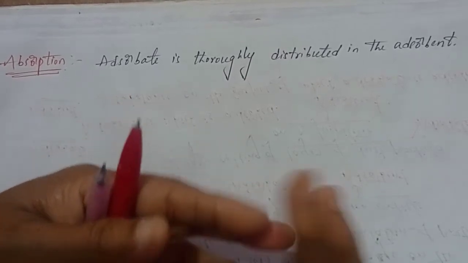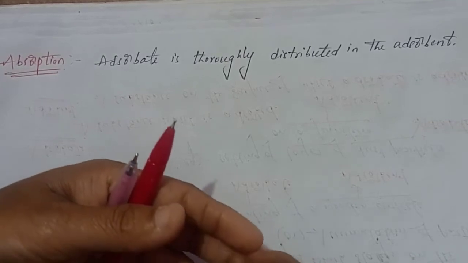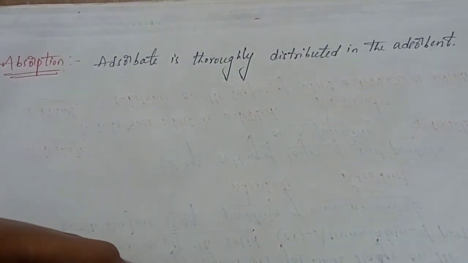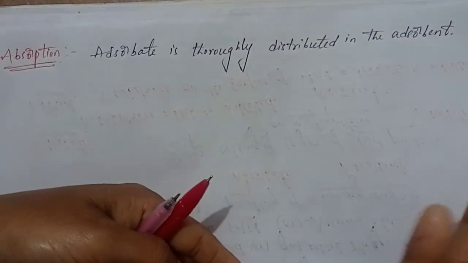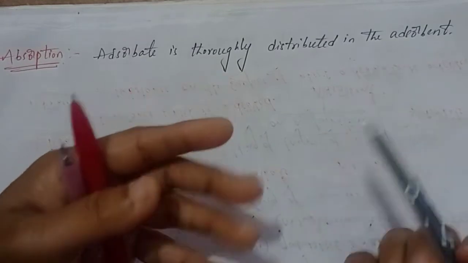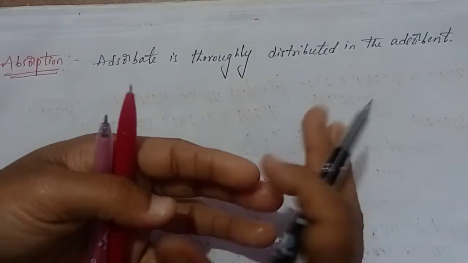Are you understanding? For example, on a cloth, you sprinkle water. What will happen, students? The cloth absorbs it inside. Are you clear? That is nothing but absorption. That means the adsorbate is thoroughly distributed in the adsorbent.